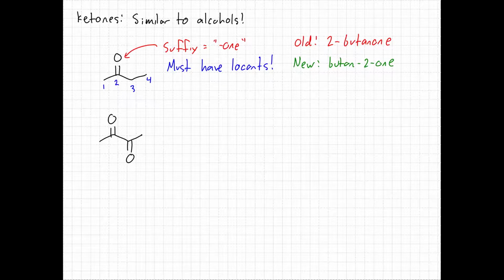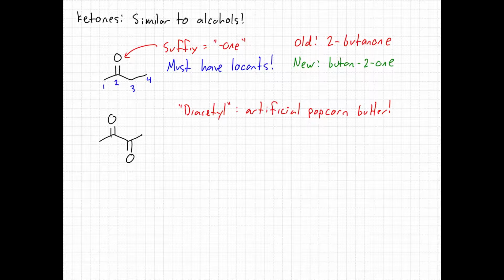If we have a compound like this, we would follow the same process. This compound here goes by the common name diacetyl. This is one of the primary flavoring ingredients in artificial popcorn butter. It is not so good for you if you breathe a bunch of it in. You can get a condition that's known as popcorn lung, known by the terrifying medical name bronchiolitis obliterans.